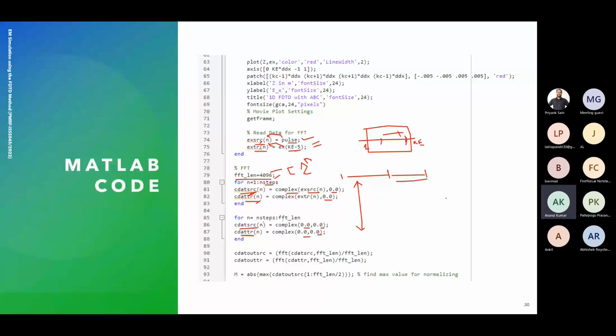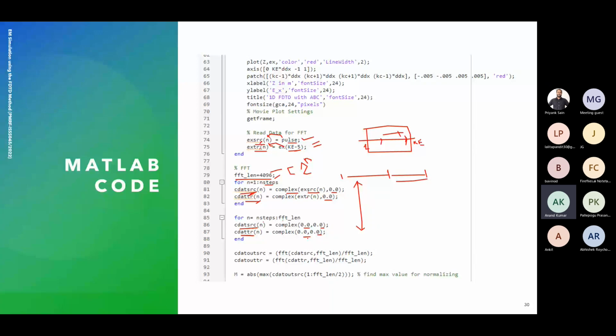Okay. So till now, what we have done is inside the loop we have recorded the time domain values in these two variables. We made the real values complex, stored them to another variable, and filled the rest of the part with complex values of 0.